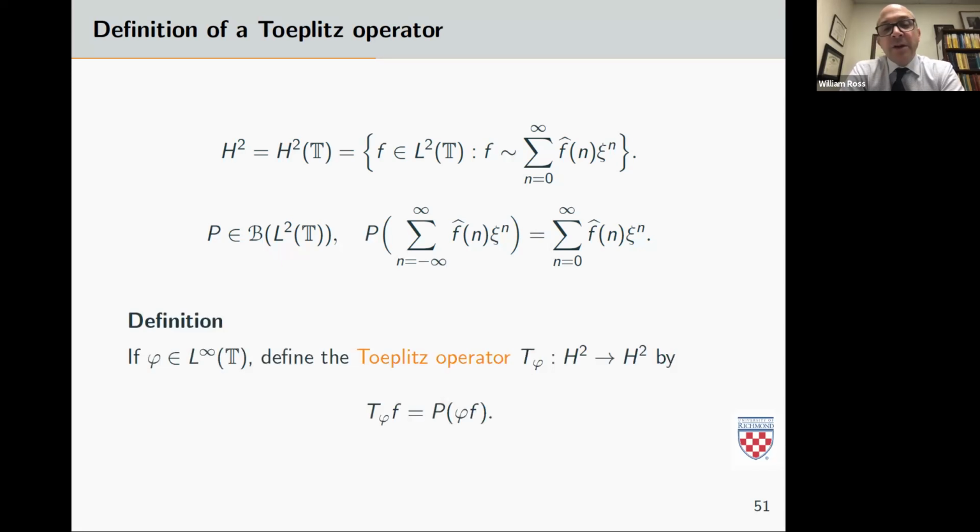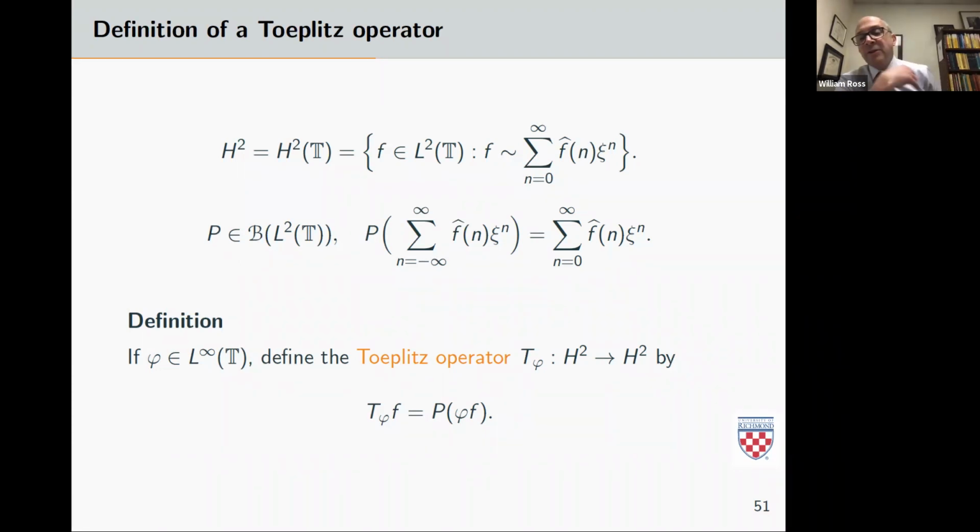All right, so now we're going to define a Toeplitz operator. So for phi, an essentially bounded function, define the Toeplitz operator. It's going to go from H2 to itself. And so phi is going to be called the symbol of the Toeplitz operator. And so here's what it's going to do. It's going to multiply f by phi, and then it's going to project.